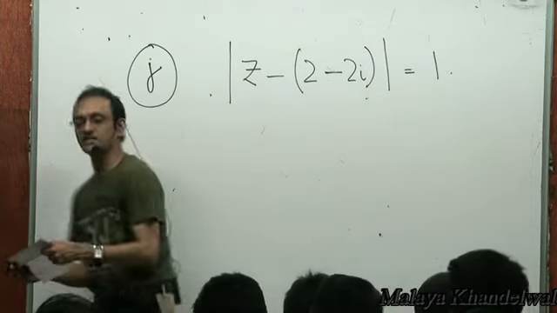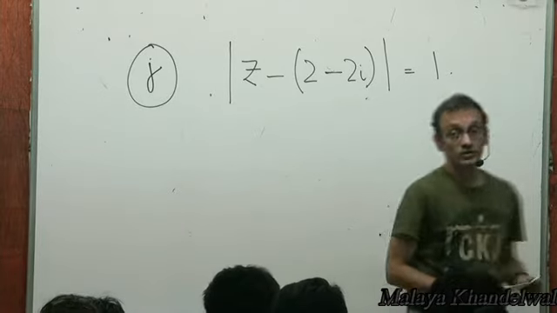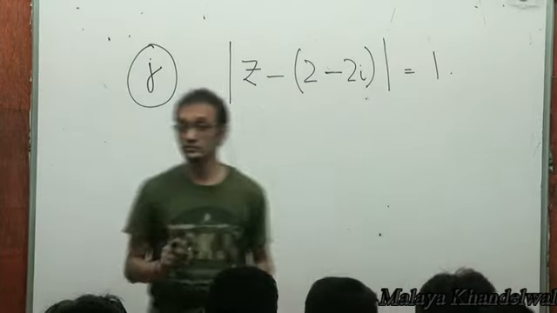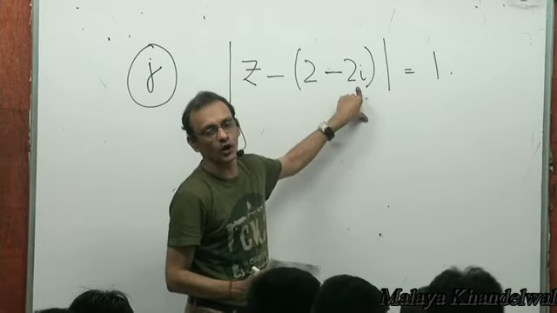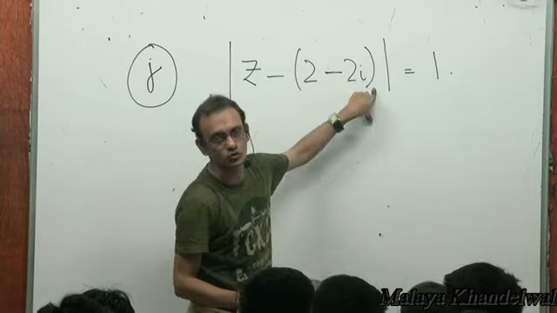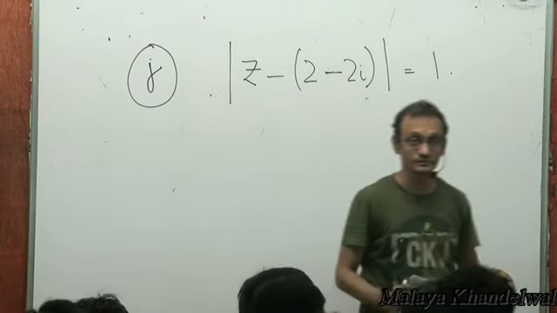Z is such that mod z minus 2 minus 2i is 1. Several z's satisfy this. Now, this represents what? A circle with center 2 minus 2i, that means the point 2 comma minus 2, and radius 1. Right?